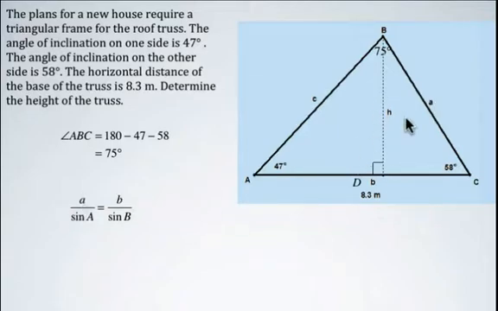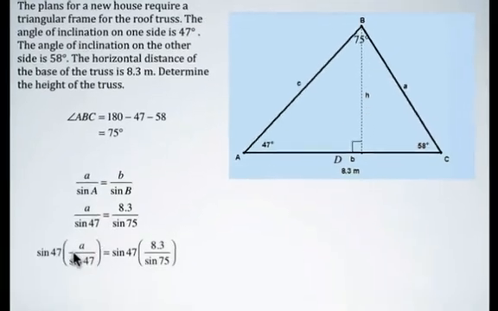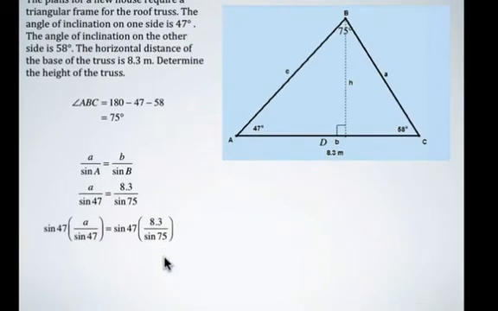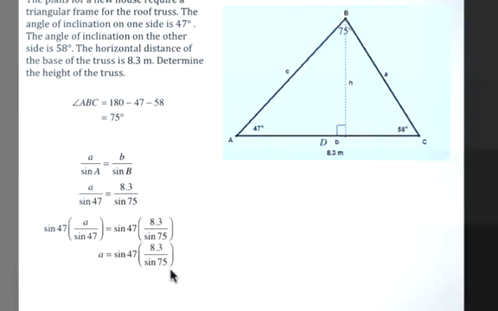So A is our unknown. Angle A is 47 degrees. B is the side opposite angle B, which is 8.3 meters, and that's the distance from point A to C, or the base of our roof truss. And angle B is the 75 degrees. Next, what we have to do is solve for A. So we have to multiply both sides by sine of 47. And we get A is equal to sine 47 times 8.3 divided by sine 75. And that's approximately equal to 6.284 meters.